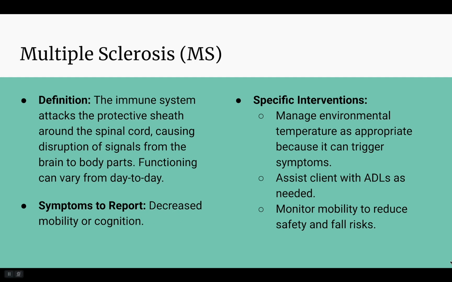Multiple sclerosis, MS. Definition: the immune system attacks the protective sheath around the spinal cord, causing disruption of signals from the brain to body parts. Functioning can vary from day to day. Symptoms to report: decreased mobility or cognition. Specific interventions: manage environmental temperature as appropriate, because it can trigger symptoms. Assist client with activities of daily living as needed. Monitor mobility to reduce safety and fall risks.